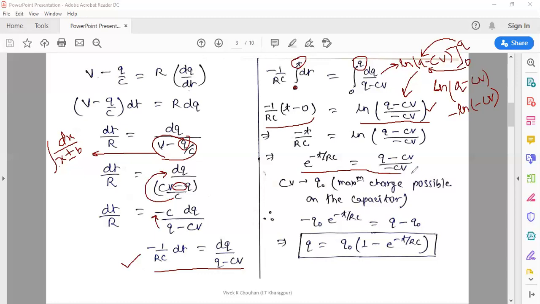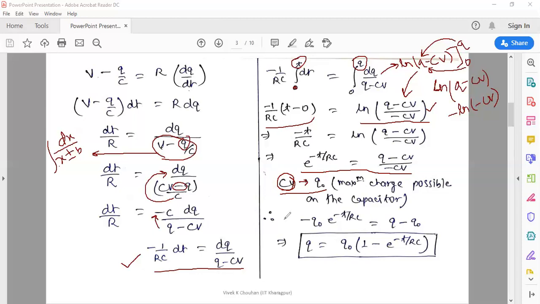Now, here what we see is we have a term CV. This term is actually the maximum charge that the capacitor can have in our circuit. If the resistor was absent in the circuit, what would have been the potential difference across the capacitor? It would have been V, and the charge over the capacitor would have been CV. So if the resistance was absent from the circuit, CV was your charge on the capacitor. And later we will see that this will be the maximum charge that the capacitor can have.